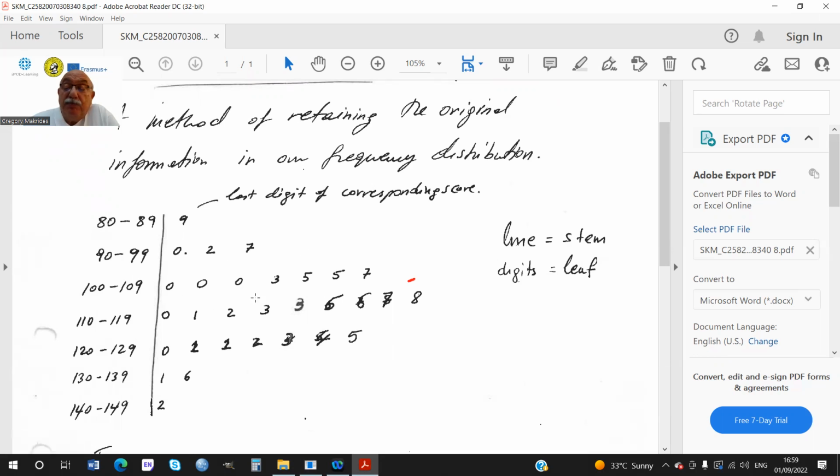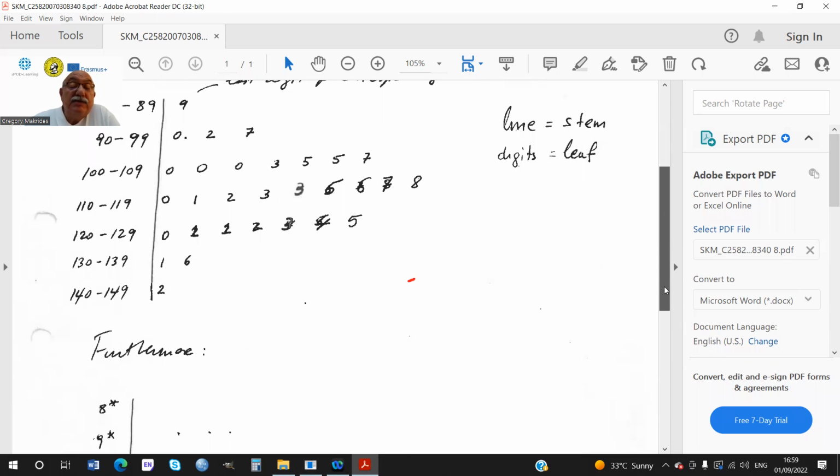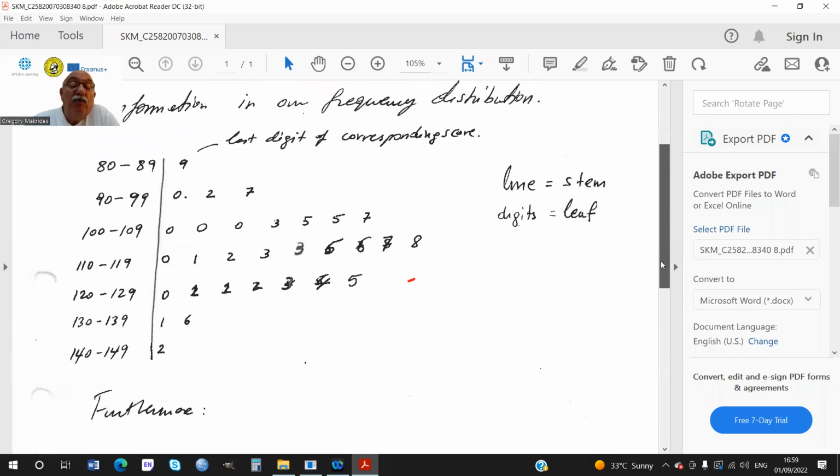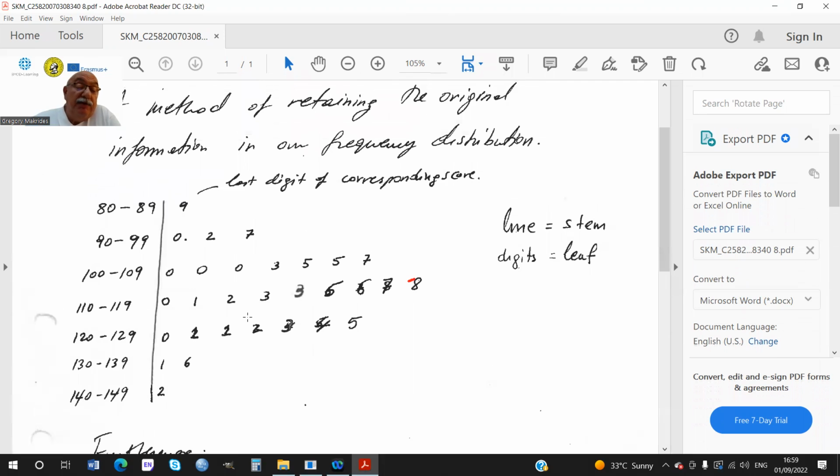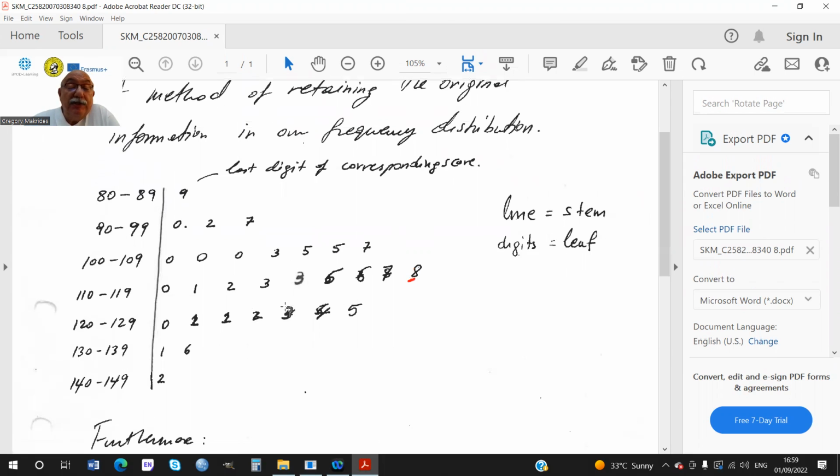Looking at this graphic distribution, I can say what the 3 numbers inside this interval are: 90, 92, 97. In the next one, it would be 100, 100, 100, 103, 105, 105, 107. So this kind of plot retains original information, while in the previous one I only knew how many scores there were. So sometimes it's useful to have this plot.